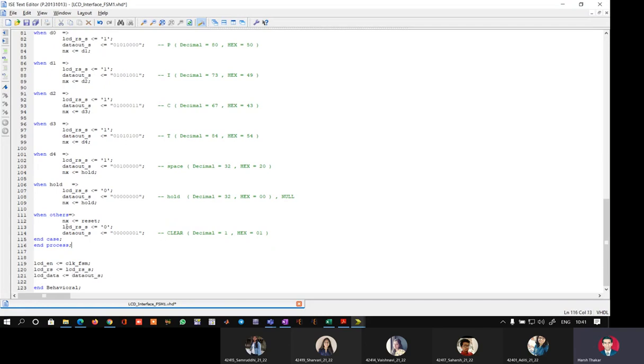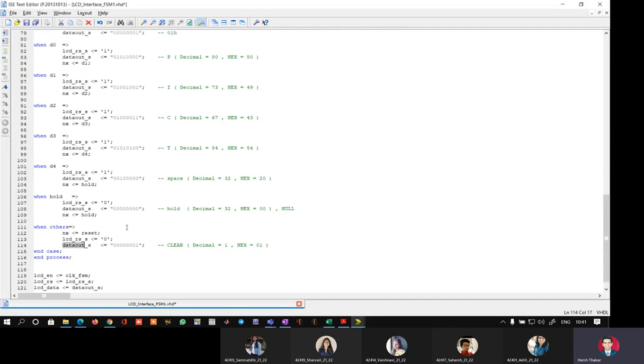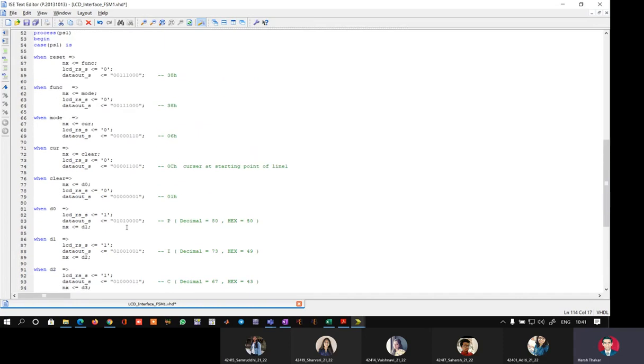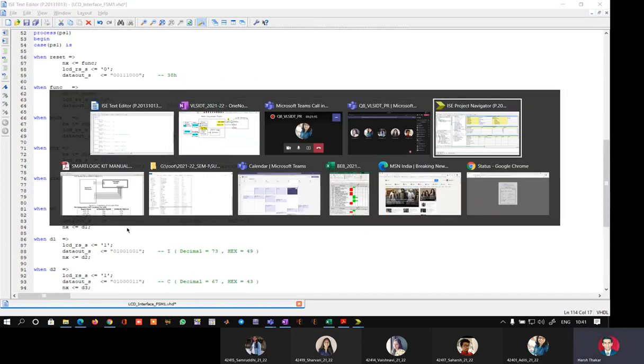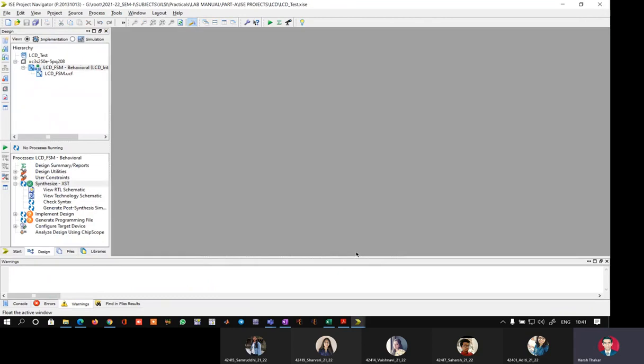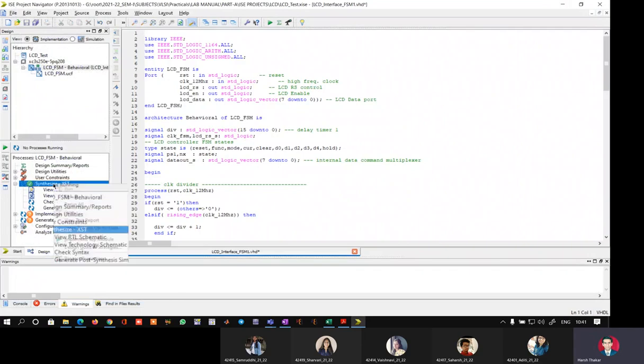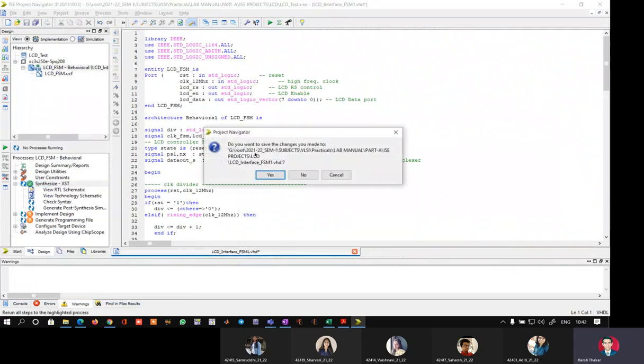And what is data_out_s? It is all defined in the state machine, which is expressed in process number 3. Now we come to the final part of synthesis and simulation. We will open the MVM here. I will dock it. We will synthesize it and show that yes, there are no errors and there are no warnings also.